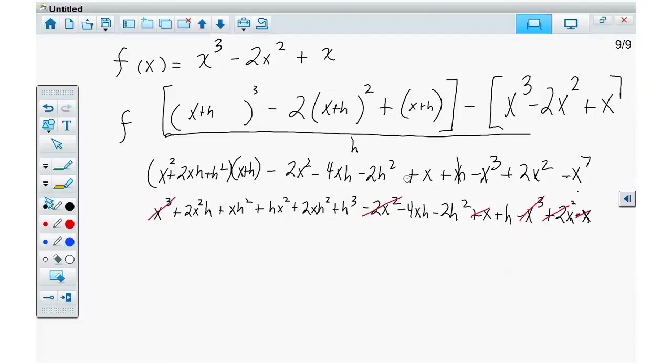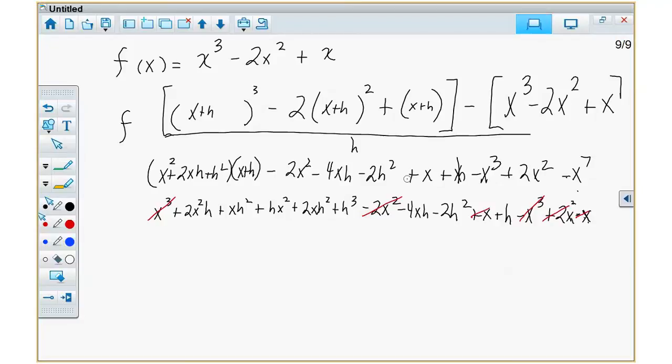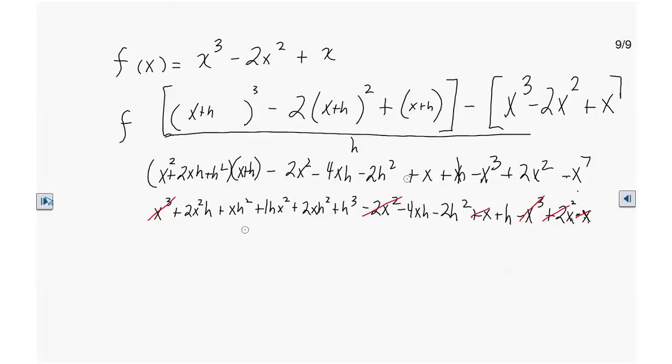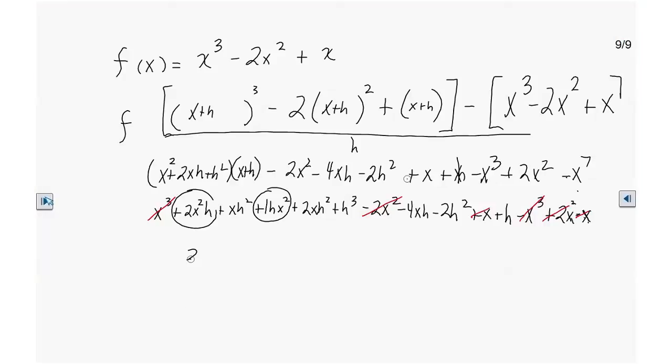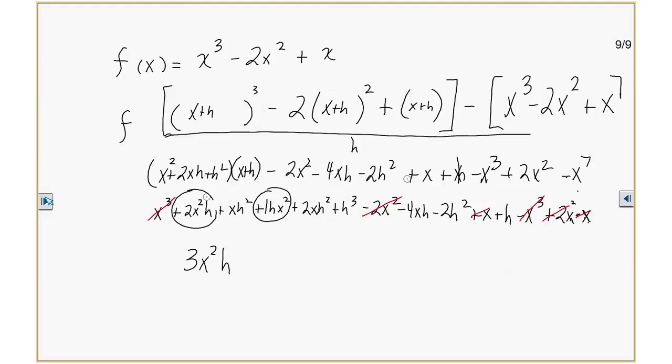So we take our handy dandy black pen and let's put some stuff together. X squared h. There's one. So I'll do a little circle around that one. Circle around that one. Let's look for another x squared h. Any other ones? Nope. So 2 plus 1 is 3. X squared h. Xh squared. Xh squared. So what's 2 plus 1? 3.